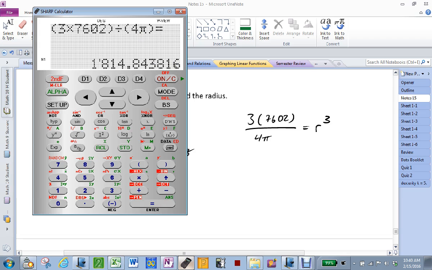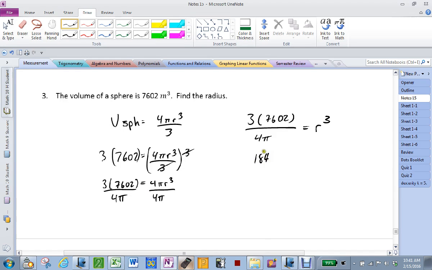1814.843816. Now stop. What should I do now? Memorize it? No. I know I'm going to cube root this, aren't I? So should I clear it? No! That's it. What should I do over here, though? Write it down. I should write it down just so I have it, just in case, right? So 1814.83. Do I have to go further than that? No. So now I'm back to my calc.